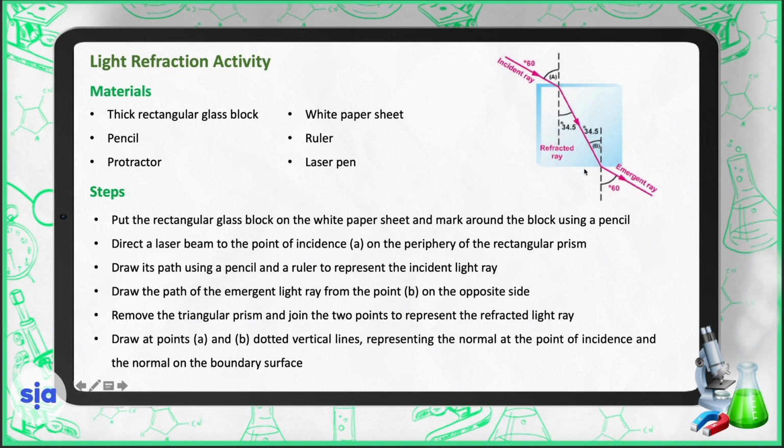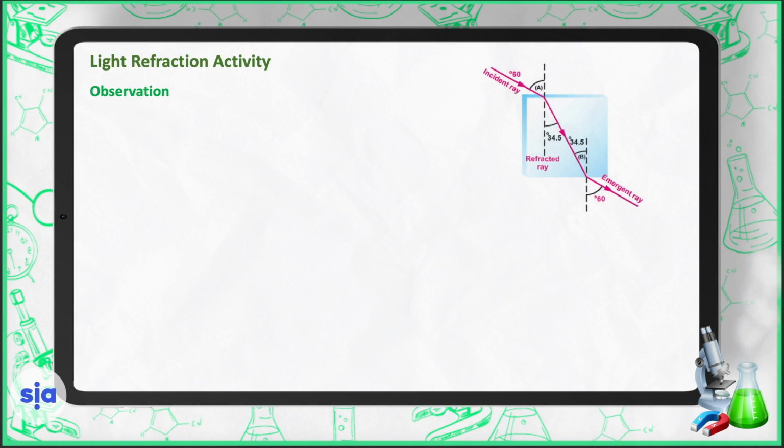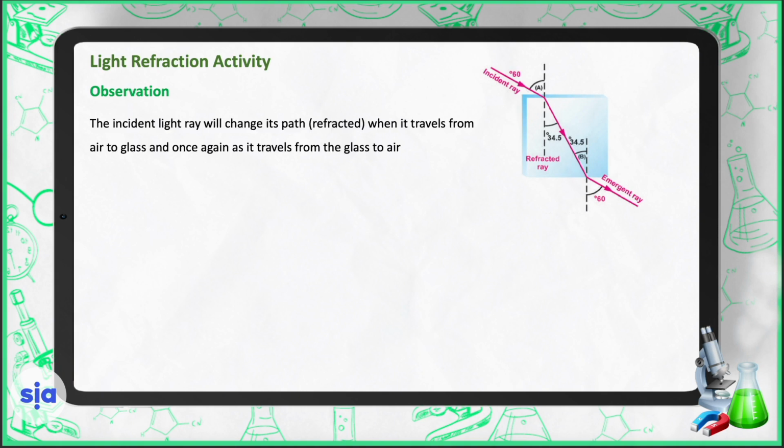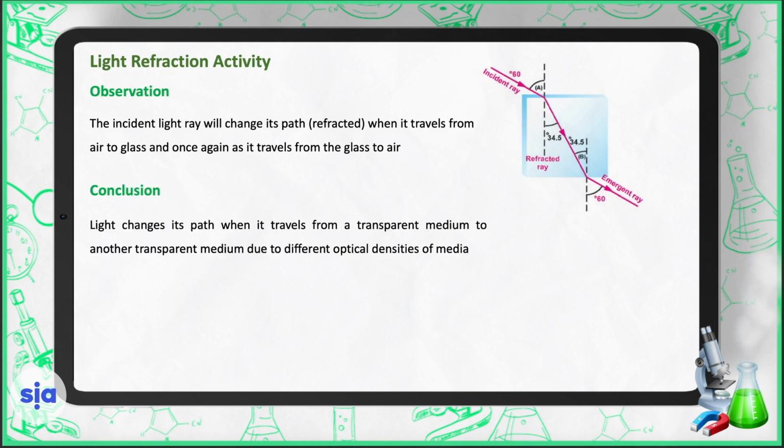Draw at points A and B dotted vertical lines representing the normal, which are perpendicular to the boundary surface. Your observation will be that the incident light ray will change its path, or be refracted, when it travels from air to glass, and once again as it travels from the glass to air. So refraction happens at point A from air to glass, and then at point B from glass to air. As a conclusion, light changes its path when it travels from a transparent medium to another transparent medium due to different optical densities of media.